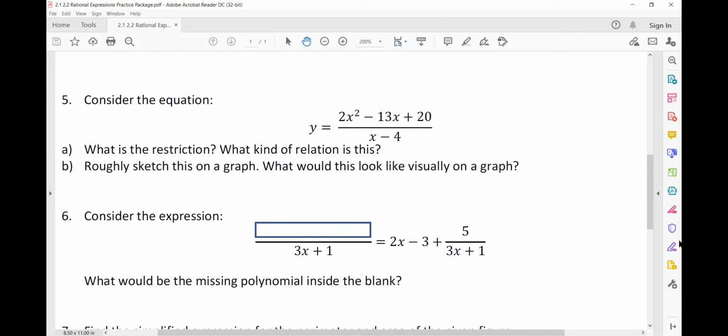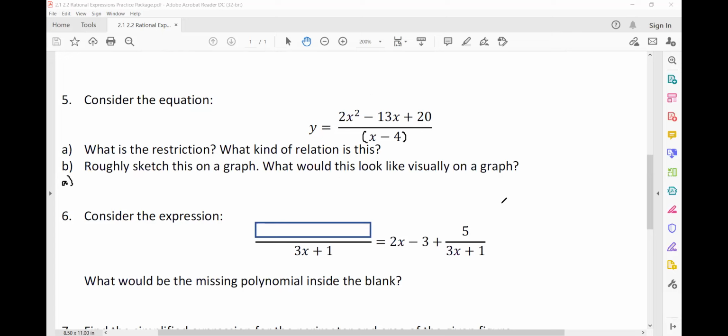All right. It'd be nice if I could pick on a couple of people, but if you're not quite sure or you want to pass, just pass, okay? I have no problem with you saying I'm not quite sure as long as you stay with it and stay with us, okay? Consider the equation y is equal to 2x squared minus 13x plus 20, all divided by x minus 4. What is the restriction?